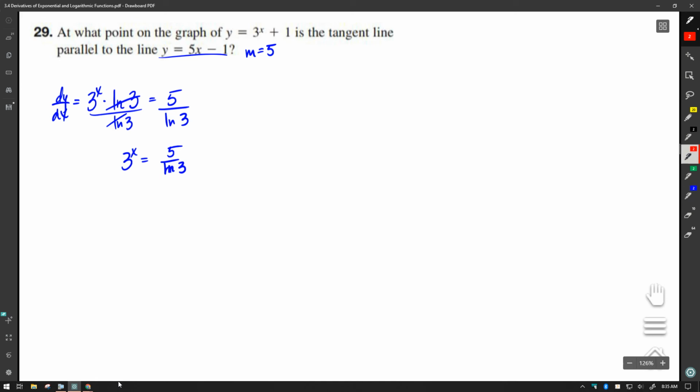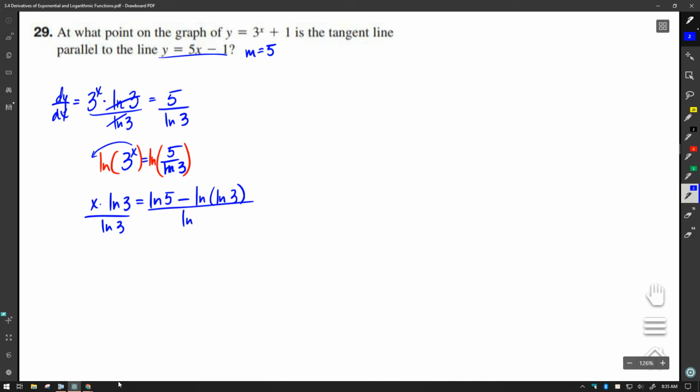Next, we're going to take the natural log of both sides to get x out of the exponent. This leads us to x times the natural log of 3 equals the natural log of 5 minus the natural log of the natural log of 3. Last, we'll divide both sides by the natural log of 3. And that tells us we have an x value of the natural log of 5 minus the natural log of the natural log of 3, all over the natural log of 3.